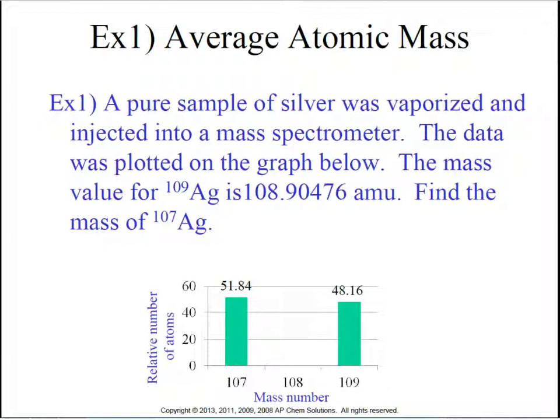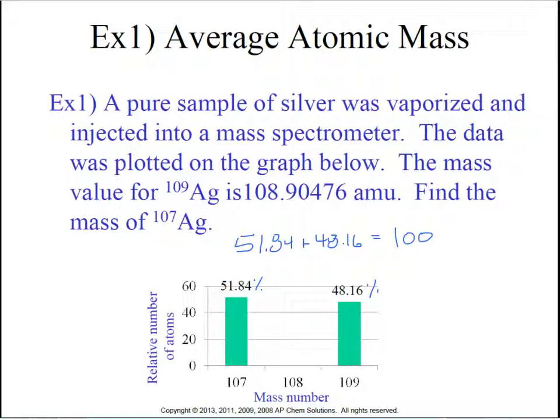If you look here in silver, you see that we have these numbers on top, 51.84 and 48.16. If you add those two together, you see that it equals 100, and that's because those numbers are actually percents. So 51.84% of the strikes were at silver-107, and 48.16% were silver-109. That means in a pure sample, 48.16% of that sample is going to be silver-109, and 51.84% would be silver-107.